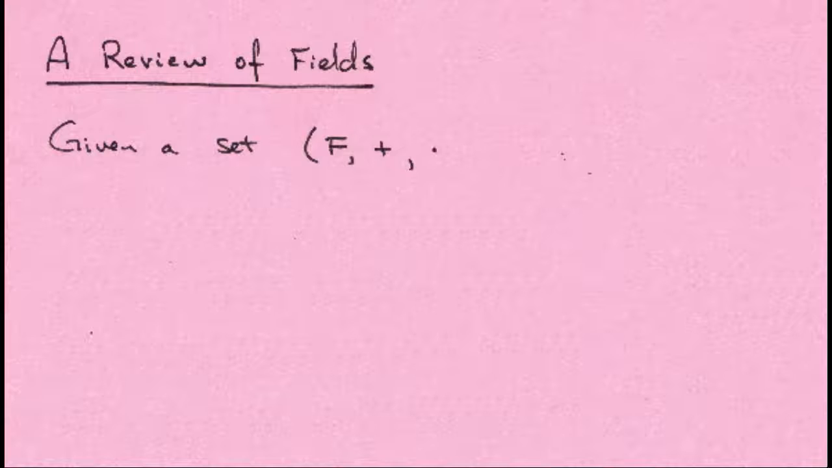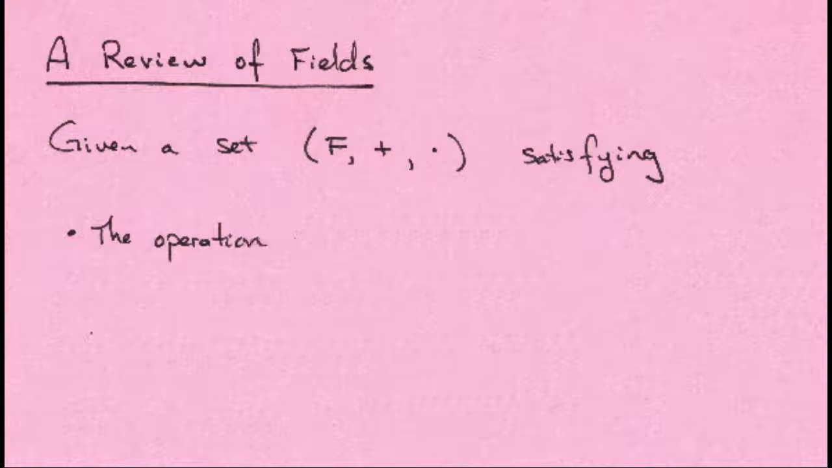So let's begin with a review of fields. Suppose that we're given a set F, and that set F has two operations on it of plus and times. Now we'll further assume that certain properties are satisfied. The first property is that the operation plus is going to be an associative operation. So it's a binary operation.